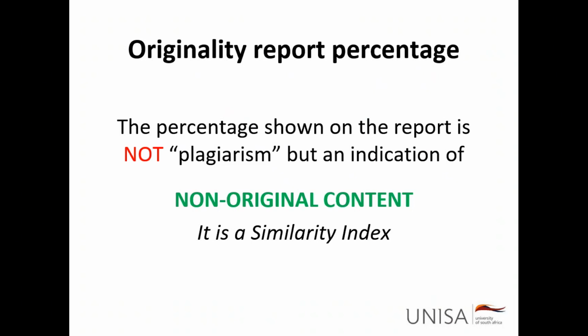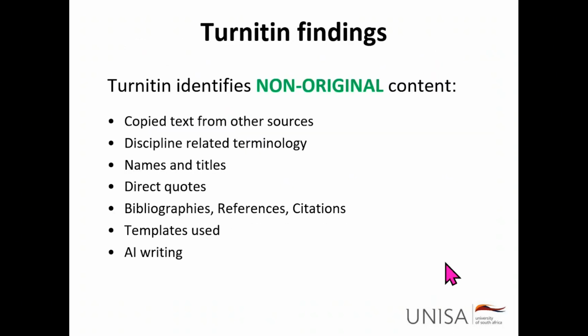Okay. So why do we call it a similarity index? That is because the Turnitin findings show us non-original content. So everything that is not original in that submission would be highlighted. So obviously, if there is copied text from other sources in the submission, it would be highlighted. If discipline-related terminology was used, that could be highlighted. When you use names or titles, even direct quotes can be highlighted.